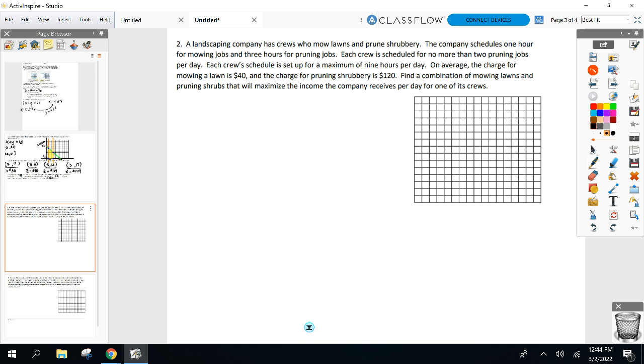Bottom line, how many lawns do I have to mow and how many shrubs do I have to prune so I can make the most amount of money possible?